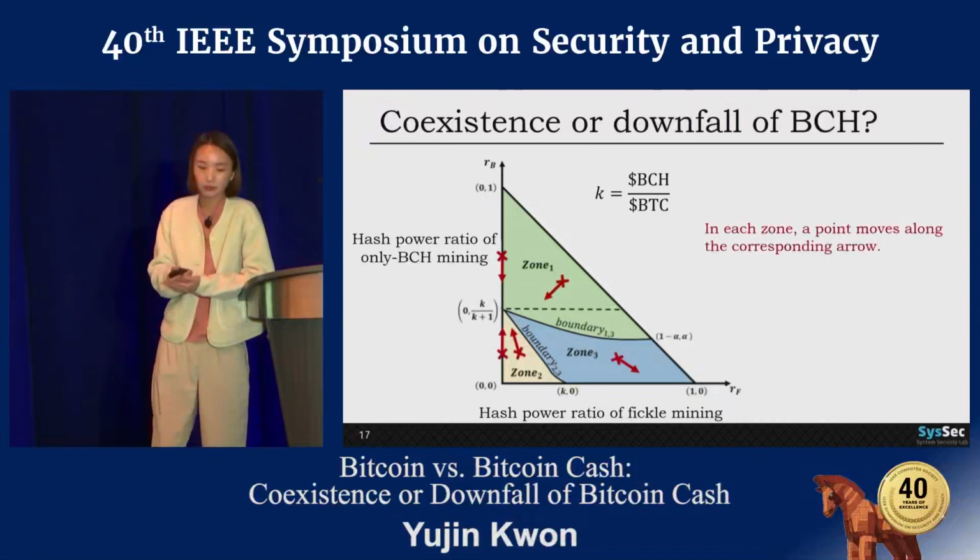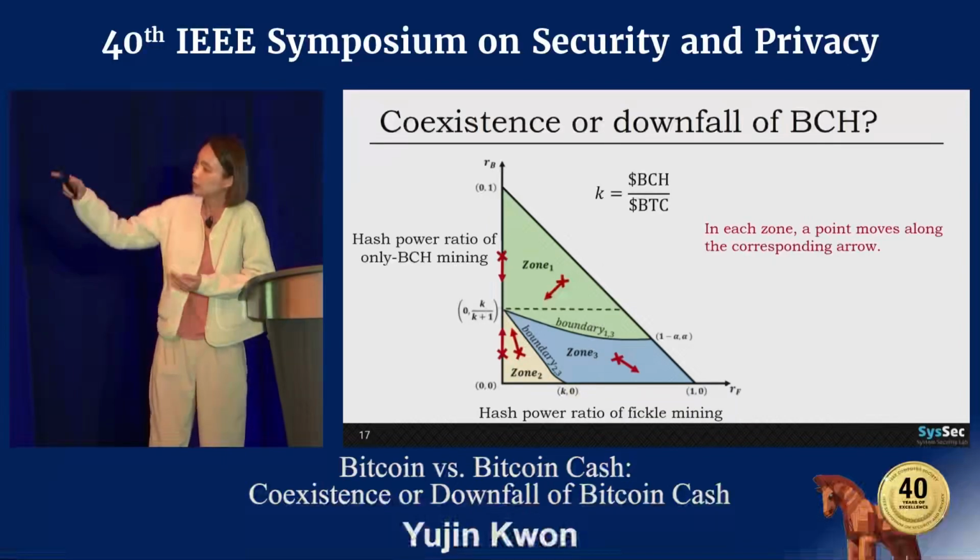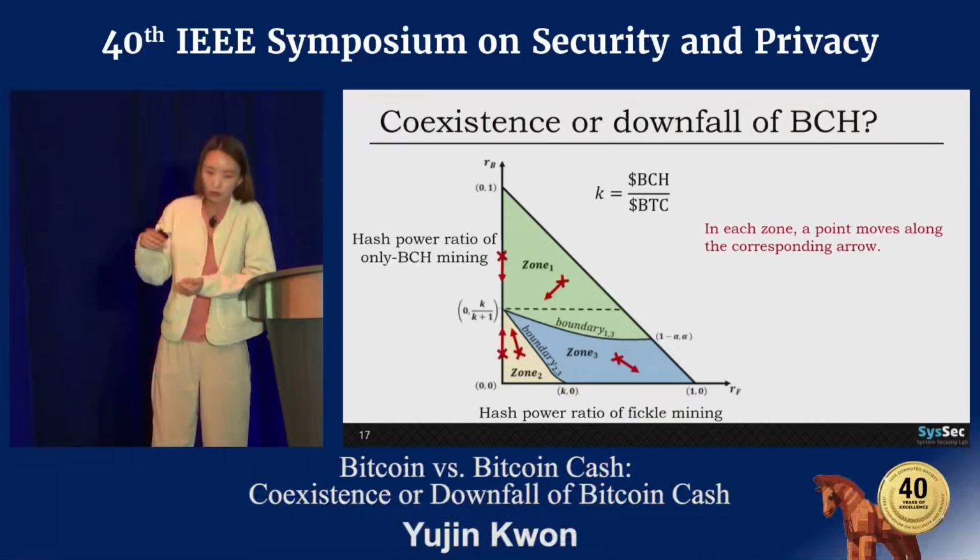According to the definition of 3 zones, the state moves along the corresponding arrow. So, for example, you can see the first zone. As I said before, in the first zone, only BTC mining is the most profitable. So miners would change their choice to only BTC mining. And the red arrow in the first zone goes southwestward.